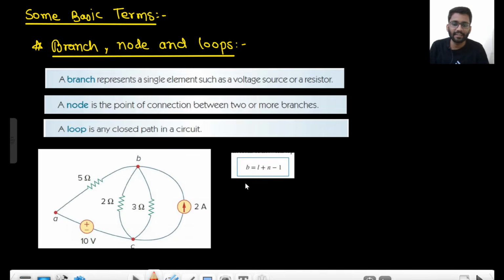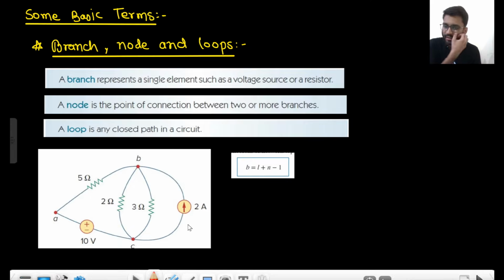A branch represents a single element. It can be a resistor, a voltage source, a current source, a capacitor, an inductor, anything. But between two nodes, there should be an element. It can be an independent or dependent voltage source or current source.